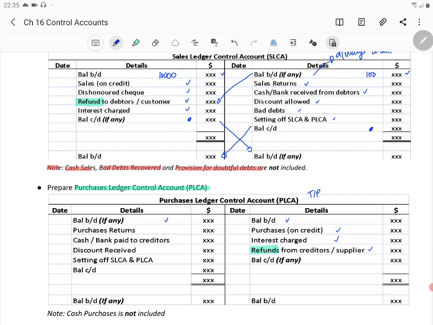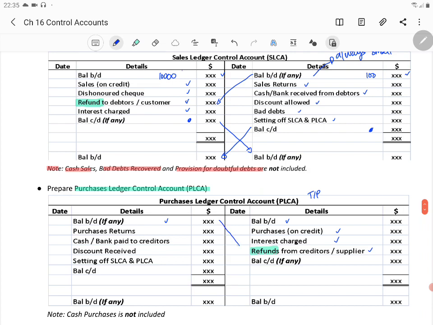Now refunds here, same as SLCA, come from the abnormal balance, which is the debit side balance. If you have an overpayment to TP and they refund the money to you, then it goes to the opposite side of the balance BD. It is not returns. Remember, it is refunds. So read the word carefully.